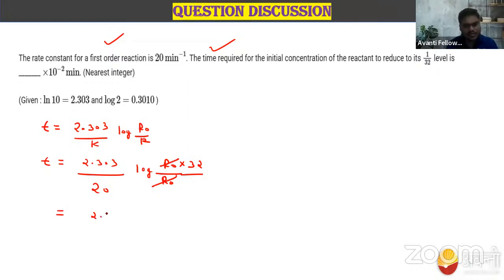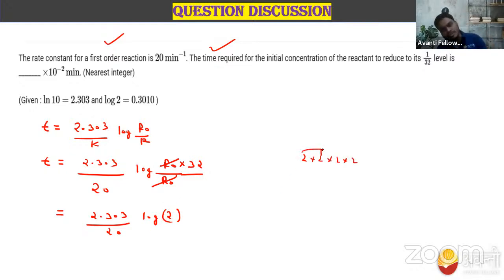So we have 2.303 divided by 20. And we can write 32 as 2 raised to a power, right? Because 2 into 2 is 4, 4 into 2 is 8, 8 into 2 is 16, 16 into 2 is 32. So 1, 2, 3, 4, 5, right? So we write it as log 2 raised to the power 5.